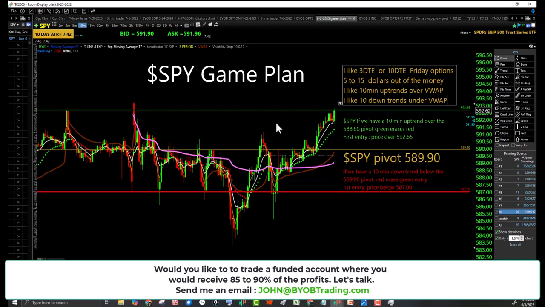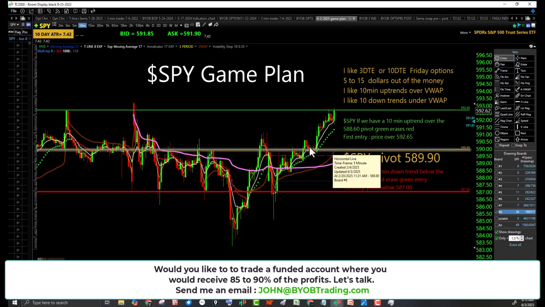Now, it's a pretty wide range from here to here. I like 10-minute uptrends over VWAP, all right? There'll be times where I will not wait for price to have a green erases red event. All right, I won't wait. If it's up over pivot and I've got a 10-minute uptrend over VWAP, I'll probably be in it.